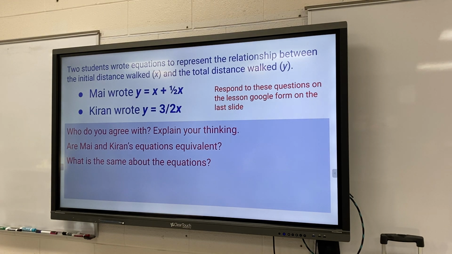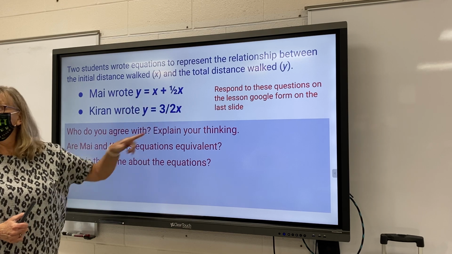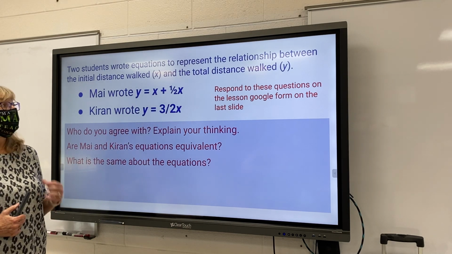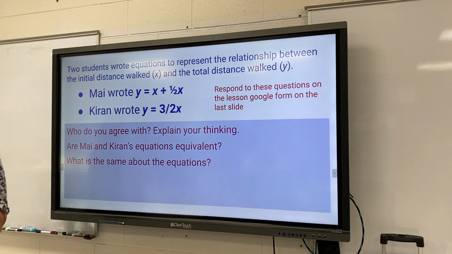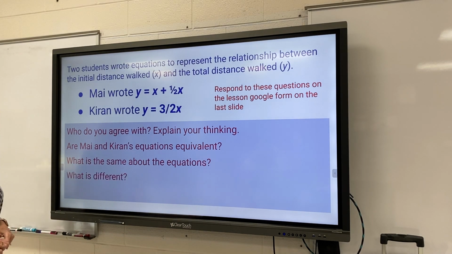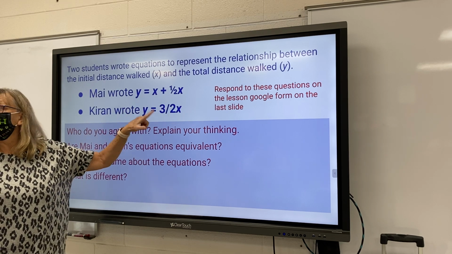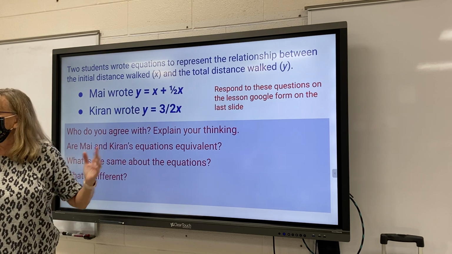So what is the same about these equations? Do they both have x? Okay. They both equal 1 and 1/2. One's written as 3/2. The other one is split with 1x plus 1/2 x. Okay. What is different about them? Well, this one splits it. This one puts it together. Okay.